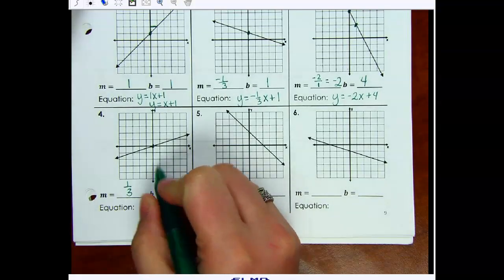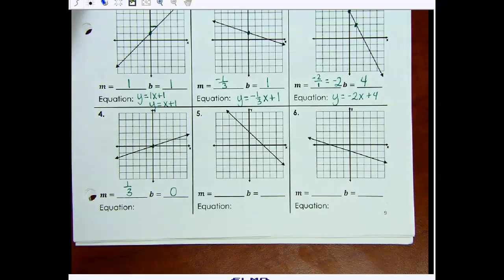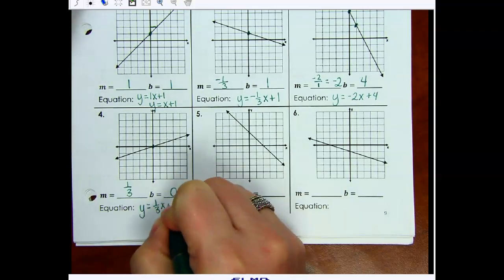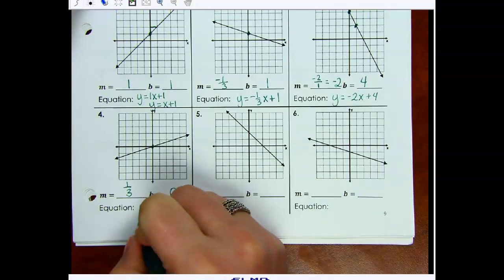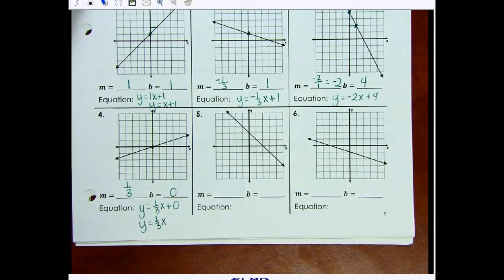These other two that we did up here were going down, so they were negative slopes. Then where does it cross the y-axis? Well, it crosses at 0. It goes to the origin, so the y-intercept is 0. So when we substitute that in, we get y equals 1/3 x plus 0. And then if you recall from number 4 up in the top section, you actually can simplify that to just y equals 1/3 x.